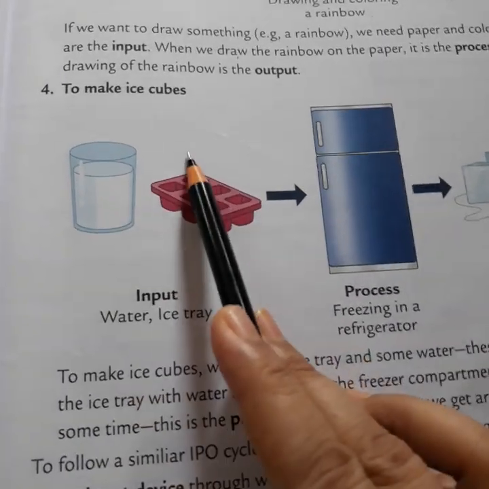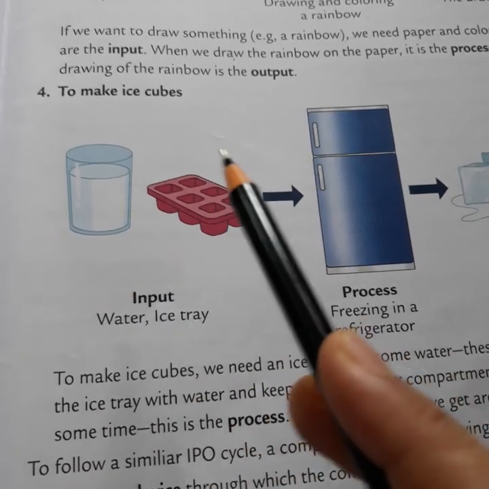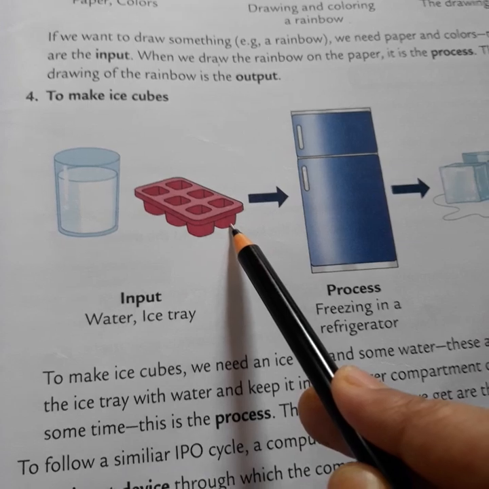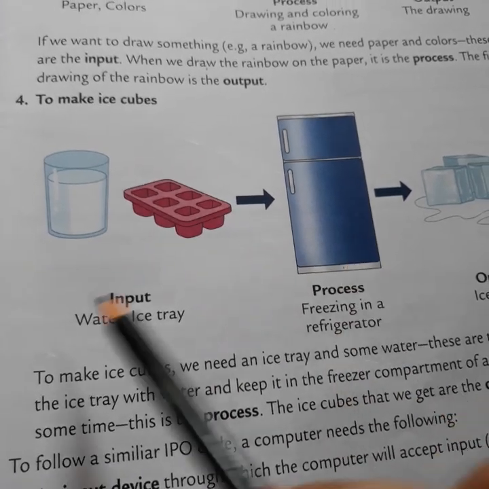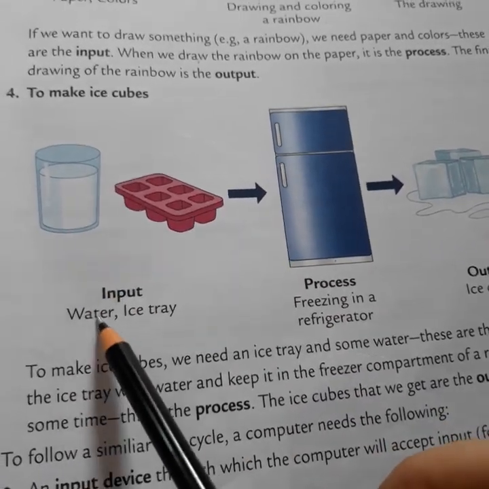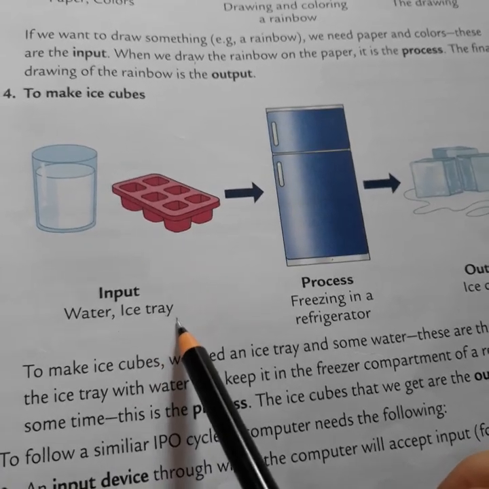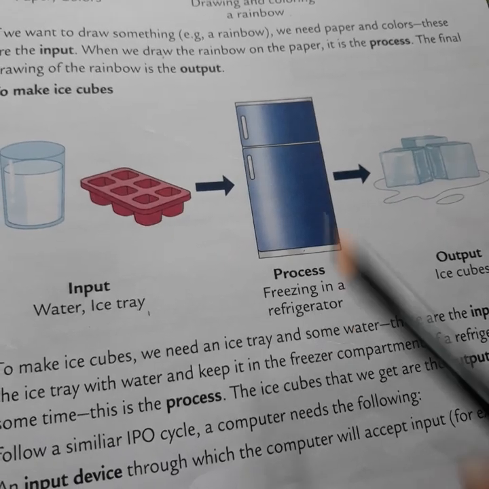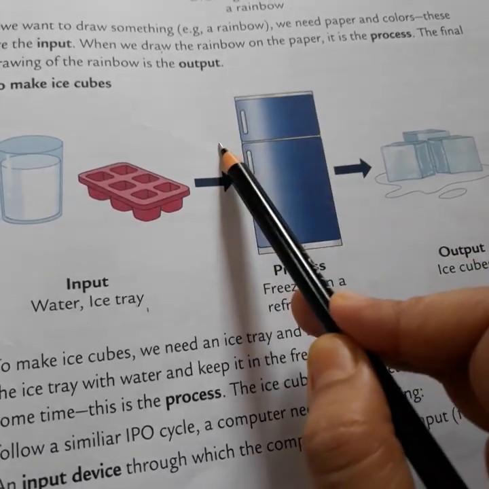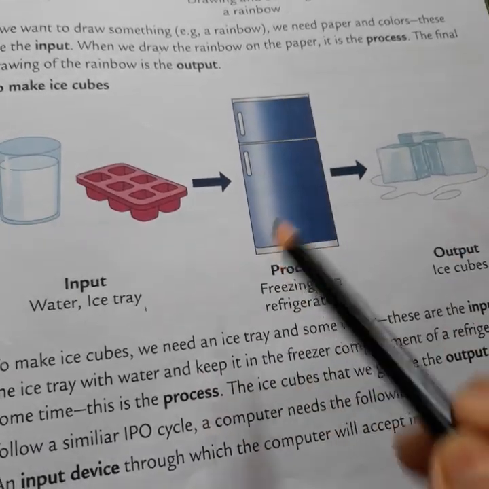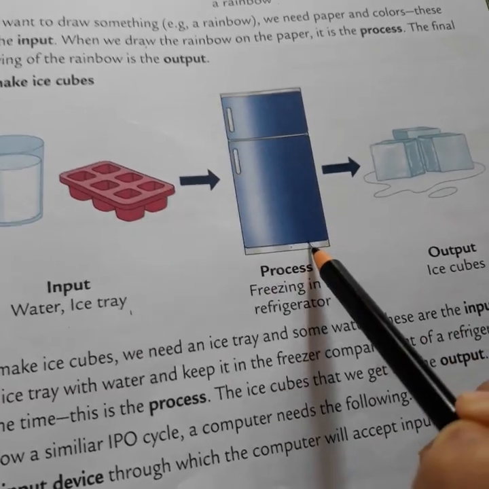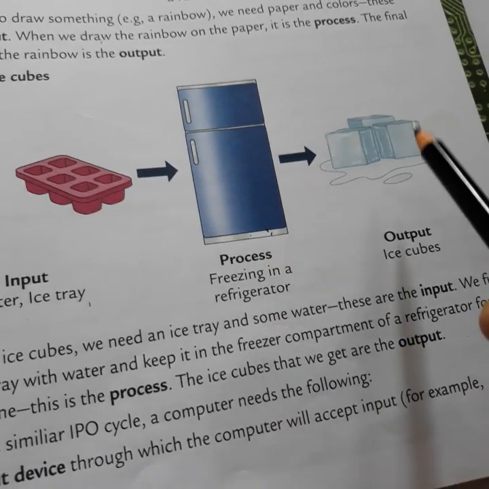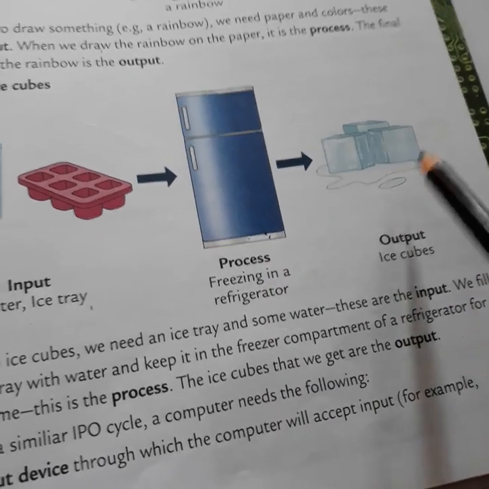Next is to make ice cubes. So for ice cubes, what do we need? We need water, we need this ice cube box, and we need a refrigerator. So input is what? Water and ice tray, right? We pour water into the ice tray and put it here in the upper portion for freezing purpose. So the processing is carried out by the refrigerator, that is freezing the water and making it into ice cubes. And then the result that we get, ice cubes, that is the output.